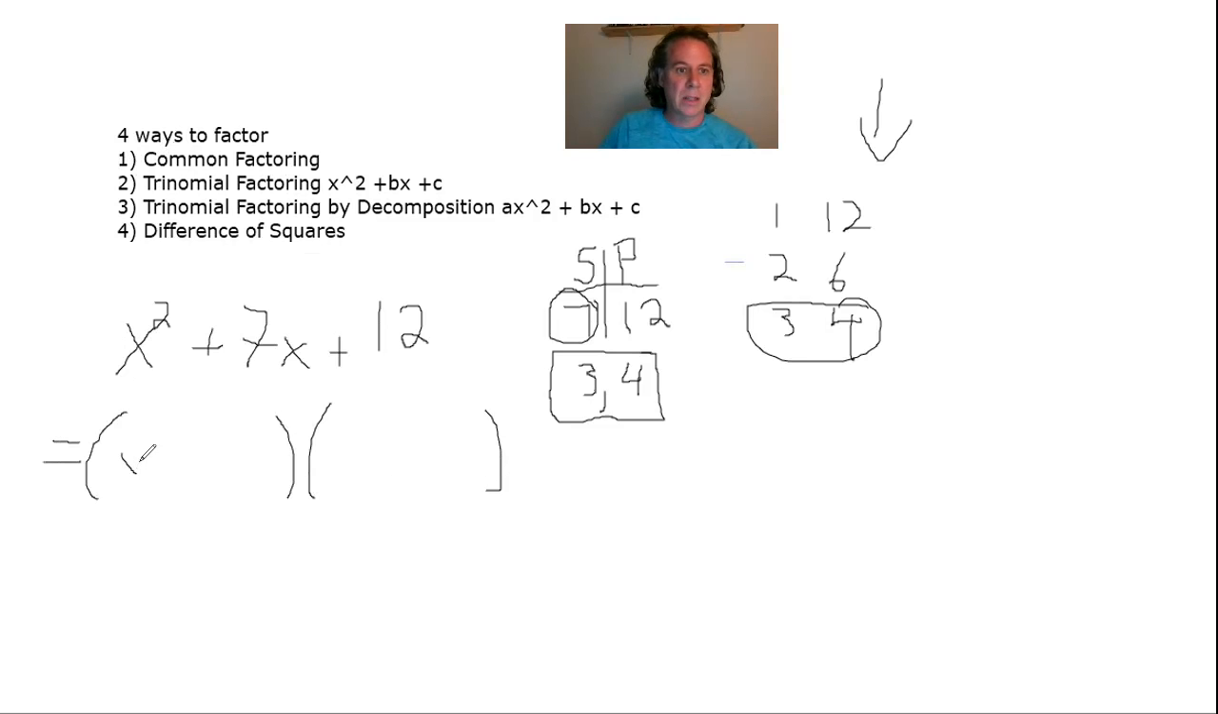We put our x in the lead of each bracket, and then these two numbers, including what their sign is, go in the brackets with them. So it's plus 3 and plus 4.